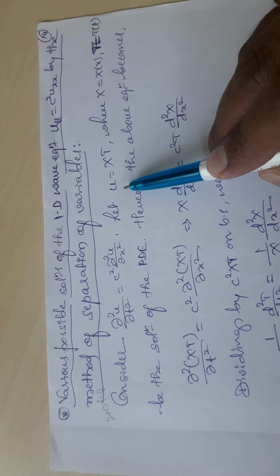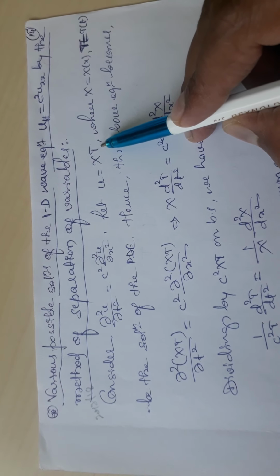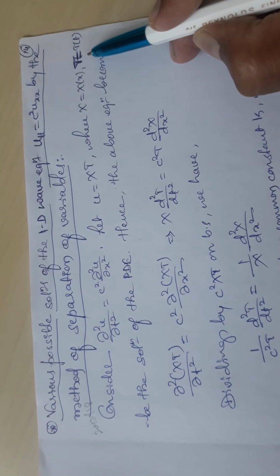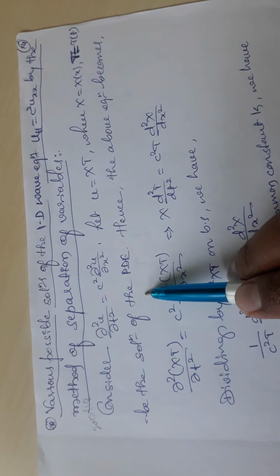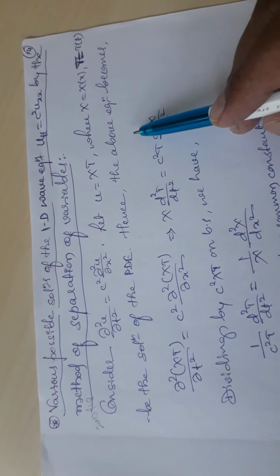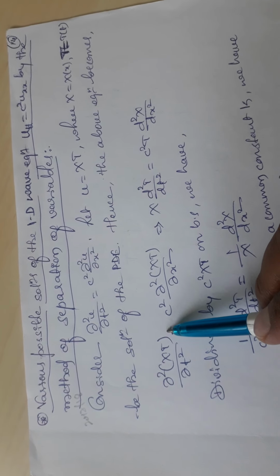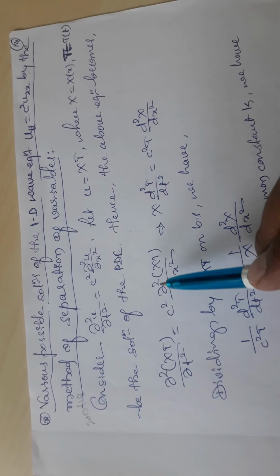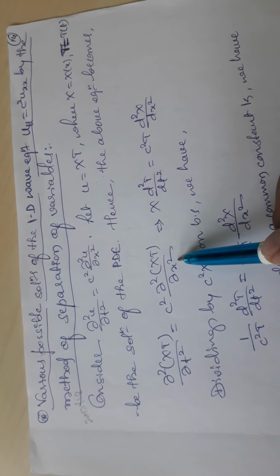Now let us take u = X(x)T(t), where X is a function of x and T is a function of t, be the solution of the PDE. Hence, the above equation becomes ∂²(XT)/∂t² = c² ∂²(XT)/∂x².